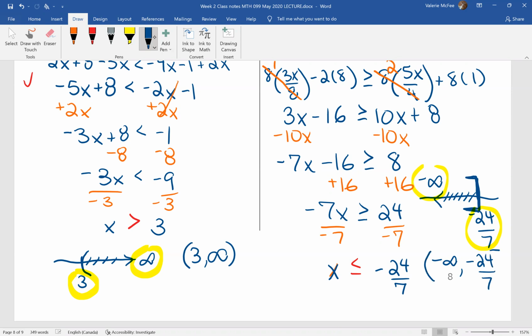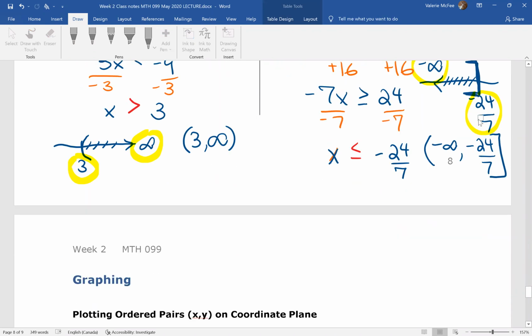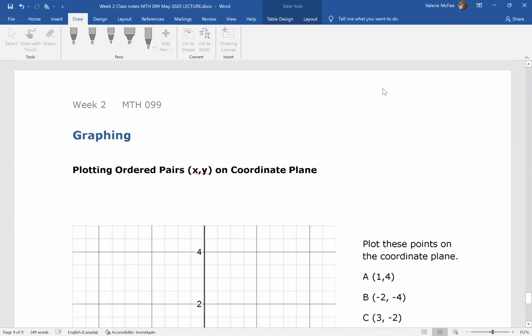Infinity is always round, and this time square for -24/7. We will leave graphing until the next lecture.